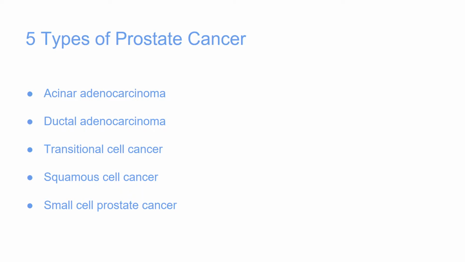The third type is called transitional cell cancer. This starts in the cells that line the tube that carries urine to the urethra. This type of prostate cancer starts in the bladder and spreads into the prostate. The fourth type is called squamous cell cancer, which develops from the flat cells that cover the prostate and is known to grow and spread more quickly than adenocarcinoma. The fifth and final type of prostate cancer is called small cell prostate cancer and is made up of small round cells, which is a type of neuroendocrine cancer.